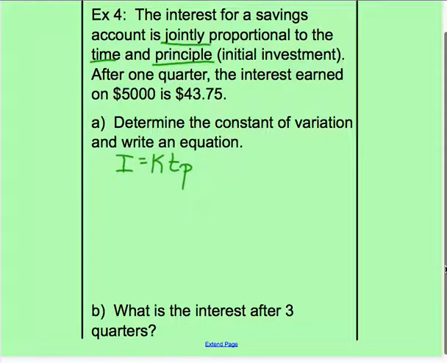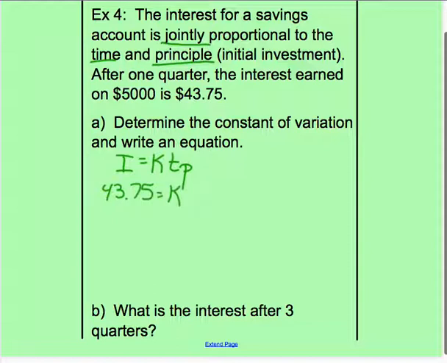Now part B, the question is what's the interest after 3 quarters? By the way, a quarter is a quarter of a year or 3 months. If part B was asking about time in years, so if it was what is the interest after 3 years, I would use 1/4 for the time to solve for the constant of variation, but because the units are the same, I can use 1. So my interest is $43.75.